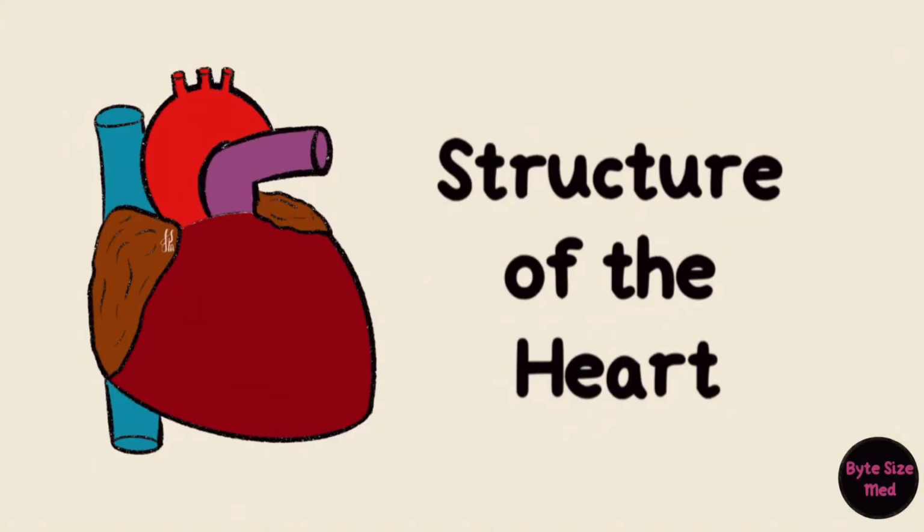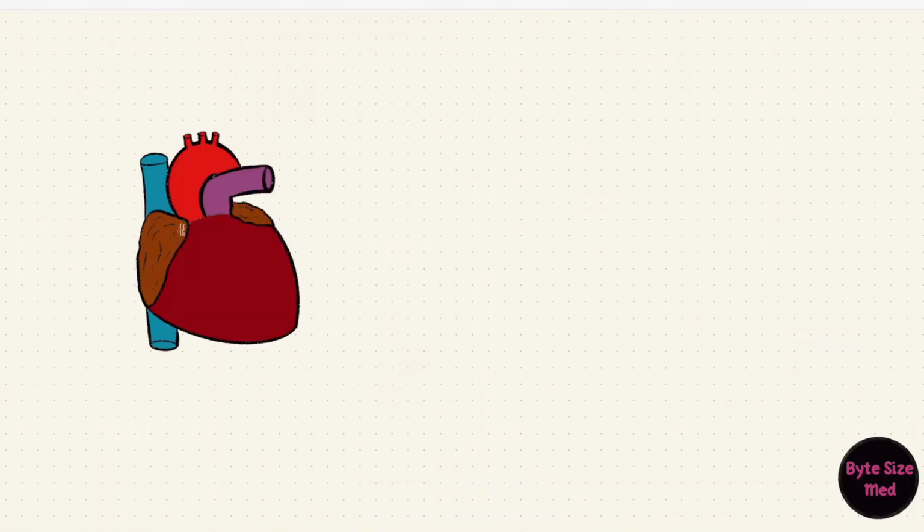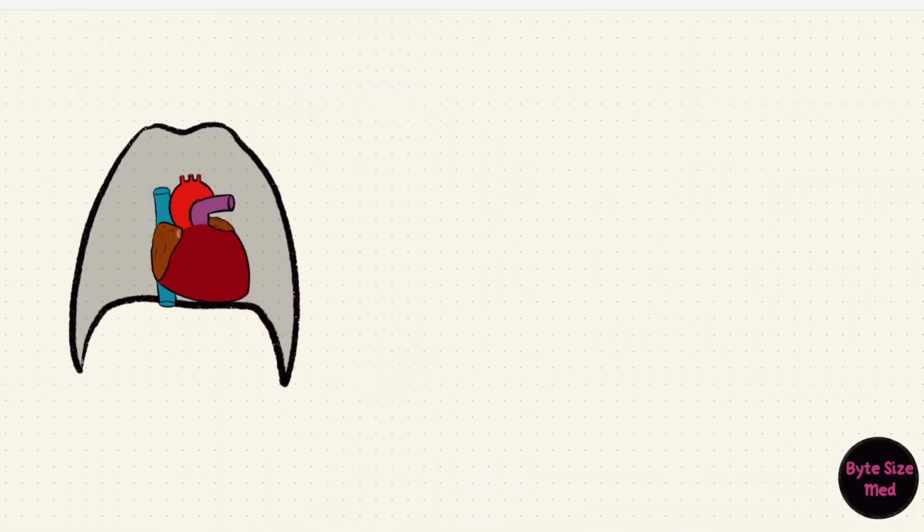This video is on the structure of the human heart. And in part 1, we're going to look at some of the external features of the heart. The heart is a muscular organ that sits in a space in the thoracic cavity called the mediastinum.